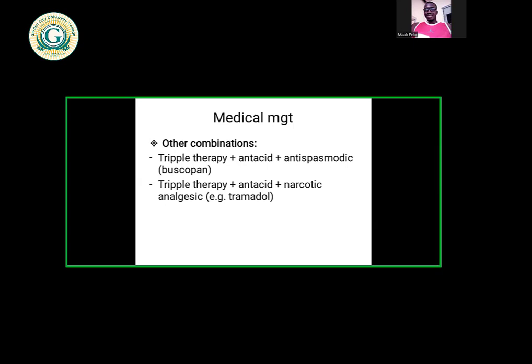Also, we have another combination that is triple therapy plus antacid plus narcotics. Like I said last week, when we want to give them painkillers, that is narcotics, all we give is tramadol. When the pain is from moderate to severe, they will go for, let's say, Pethidine. But most of the time, we want to give them paracetamol first. If it doesn't work, then we go for tramadol.